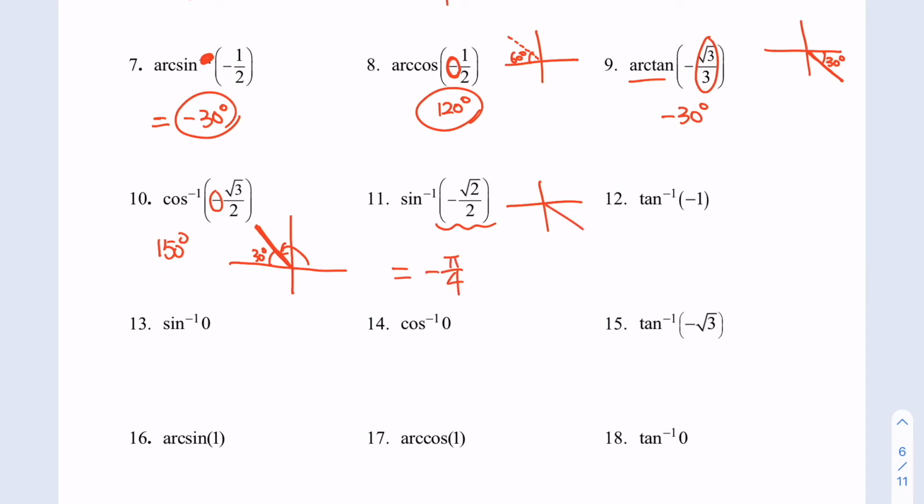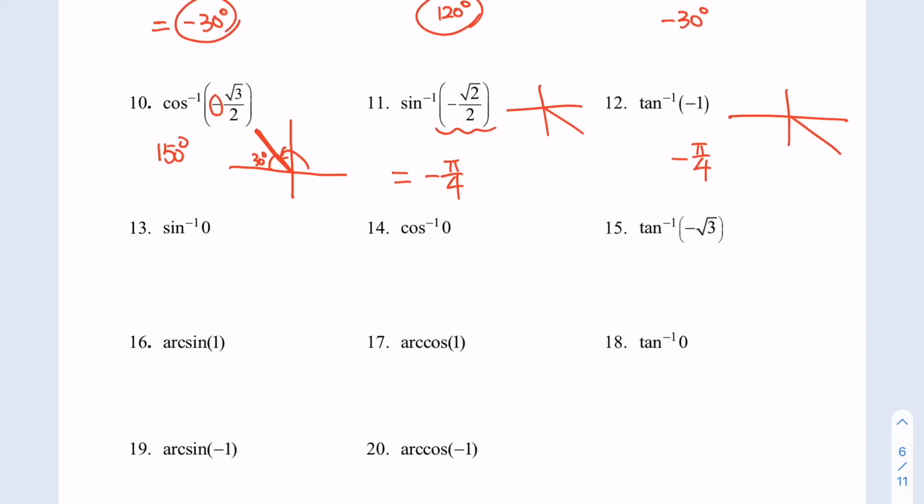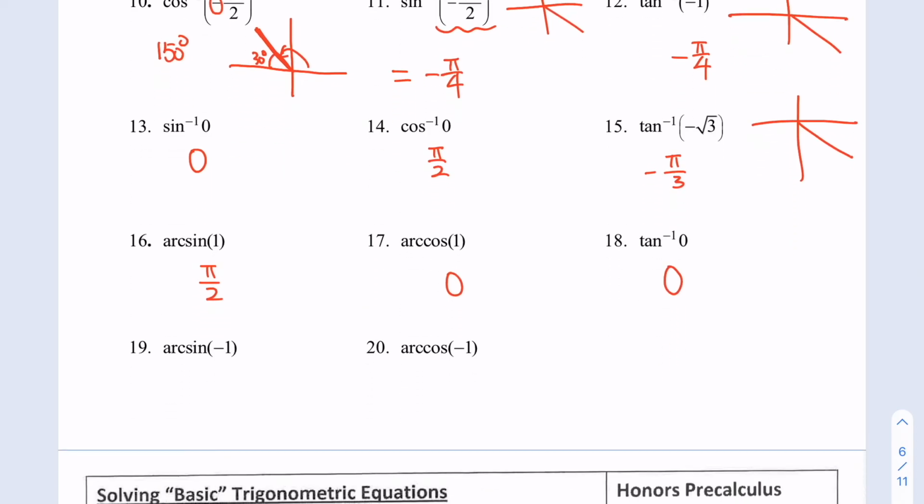Tangent of what gives you negative 1? So negative pi over 4, fourth quadrant. Sine of what gives you 0? That's 0. Cosine of what gives you 0? Pi over 2. Tangent of what gives you negative radical 3? It has to be in the fourth quadrant. Square root of 3, which is 60 degrees. So it's negative pi over 3. Sine of what gives you 1? Pi over 2. Cosine of what gives you 1? 0. Tangent of what gives you 0? 0. Sine of what gives you negative 1? Okay, keep in mind it has to be from negative 90 to 90, so it's negative pi over 2. Cosine of what gives you negative 1? Pi.